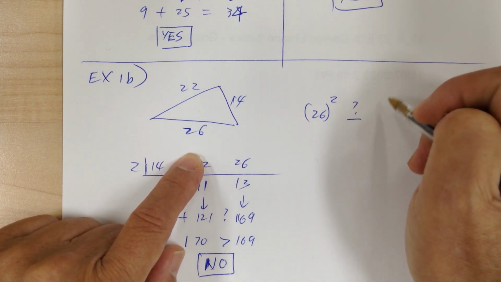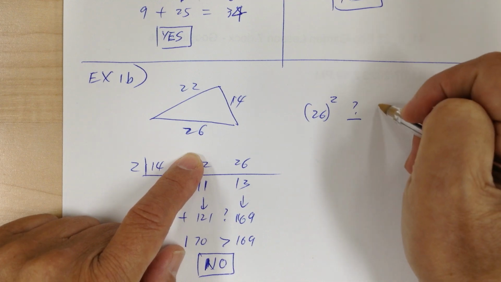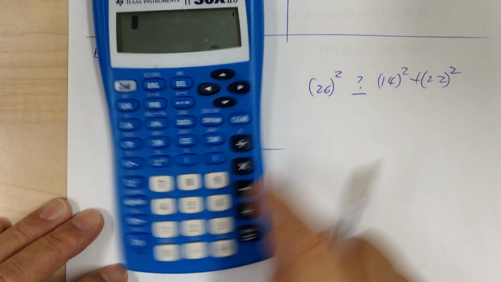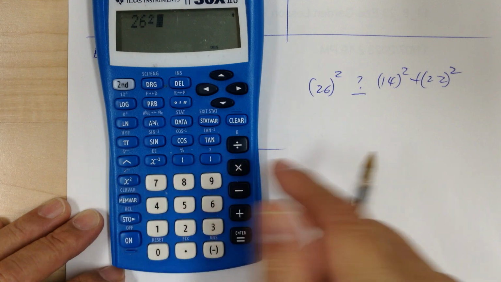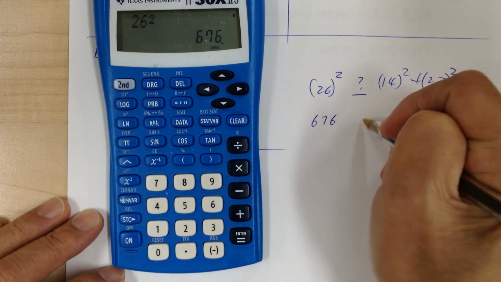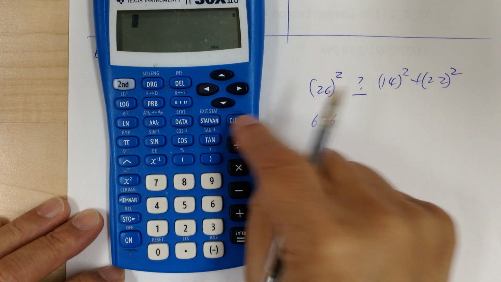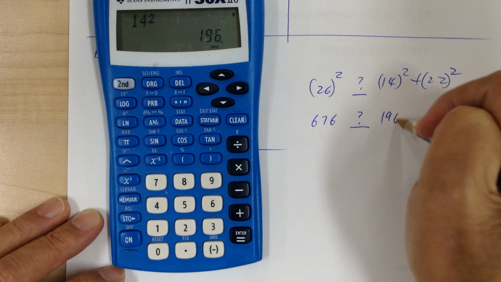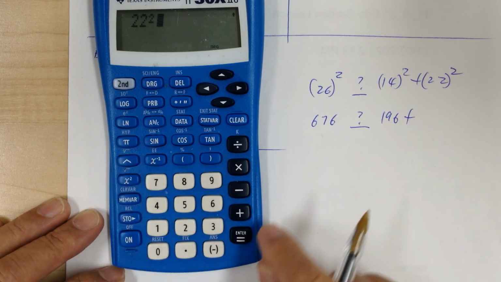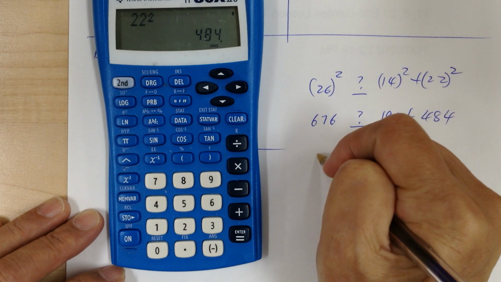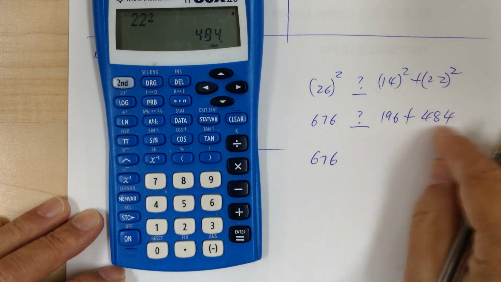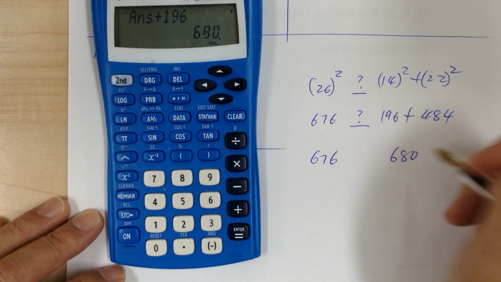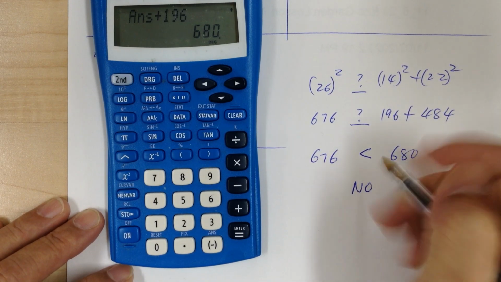Again, you don't know if it's greater than or equal to, or less than. So you have 14 squared plus 22 squared. You can use your calculator for that. 26 squared gives you 676. 14 squared is 196, 22 squared is 484, and you add them to get 680. So 676 is less than 680, so this one is no.